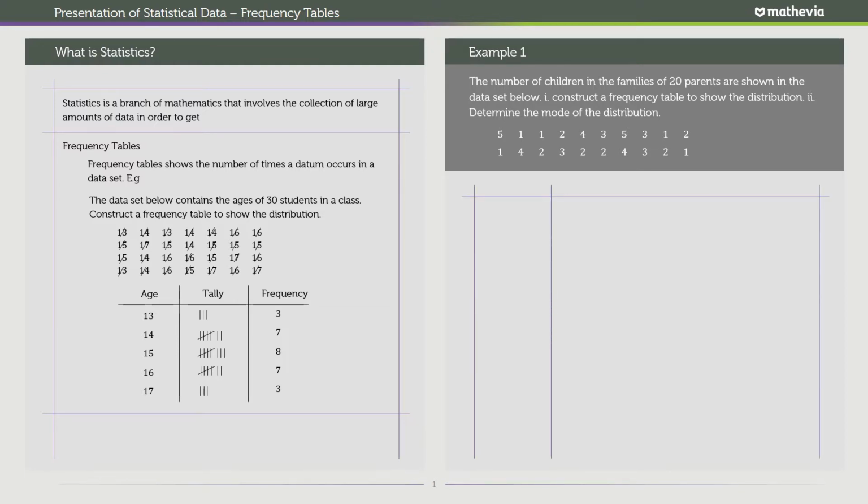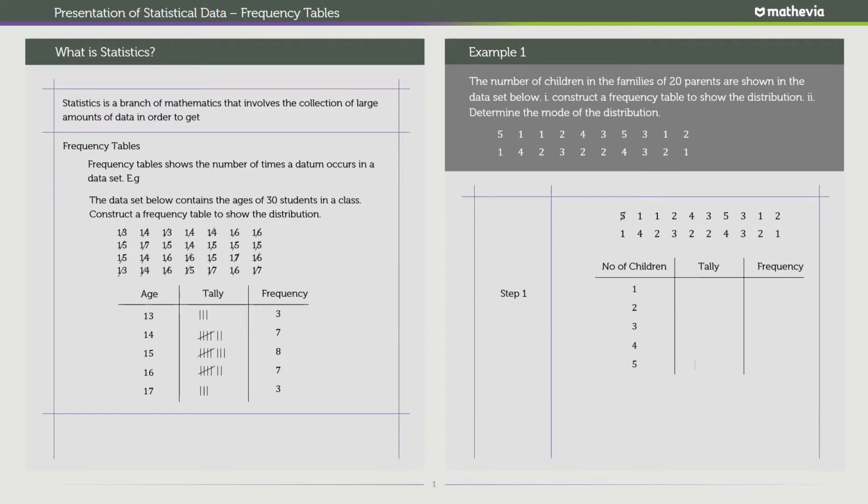First thing we're going to do is construct our frequency table. So we take out our data set, we draw our table, and then we have number of children, tally, and frequency. We'll bring in the parents having one child, two children, 3, 4, and 5. And we just go ahead now and work our tally.